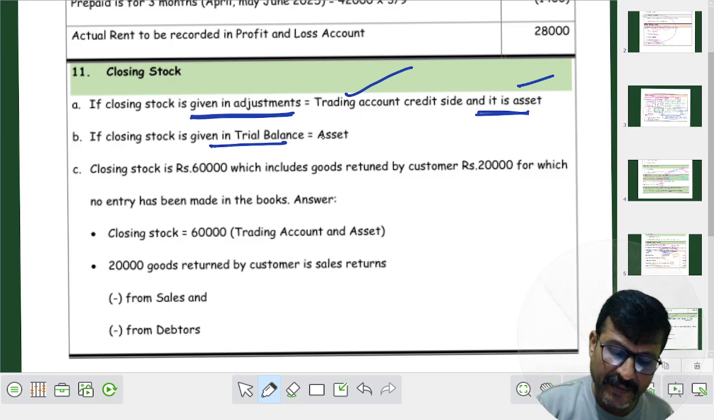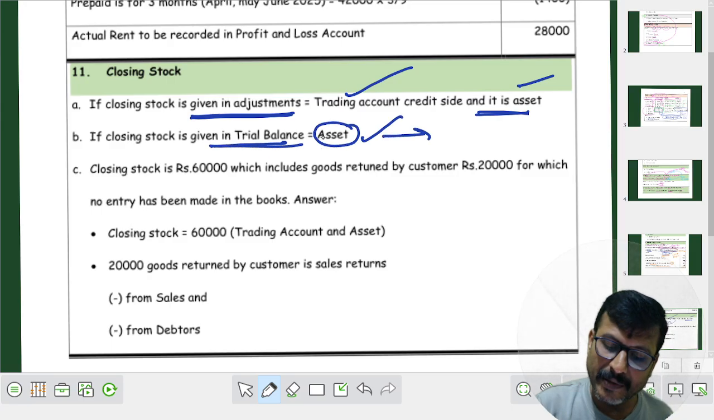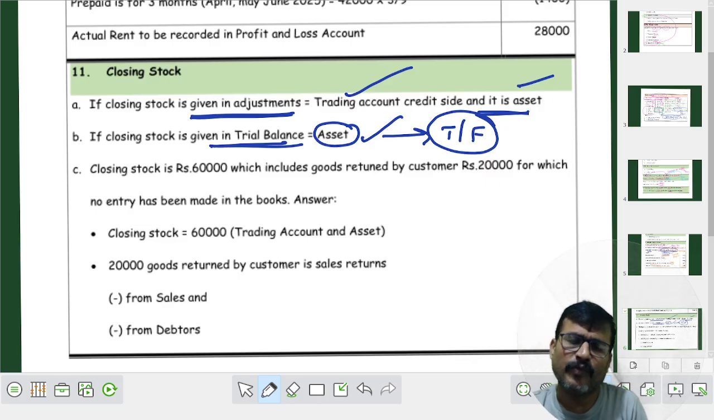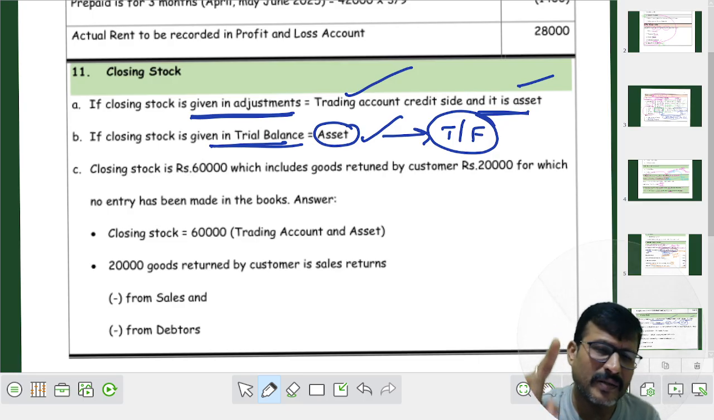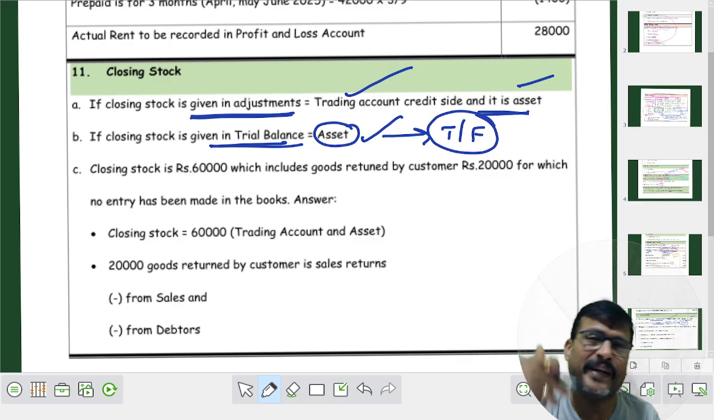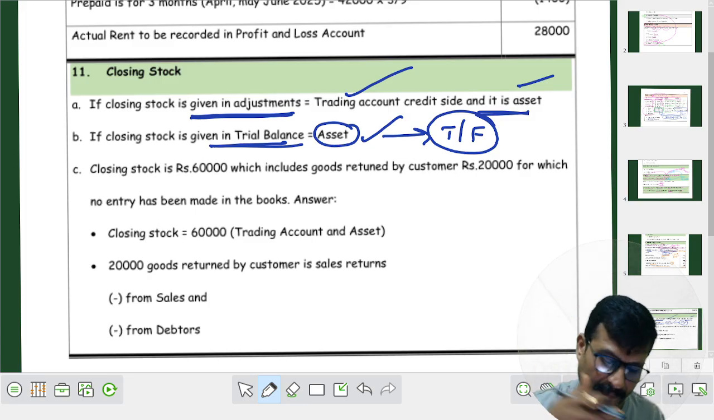If closing stock is given in trial balance, it comes only on the asset side. Please remember, this is very important for true or false. If closing stock is given in trial balance, we have to record it only one time. That is, it comes in balance sheet, asset side, but does not come in trading account. Because closing stock is usually an adjusting entry, but when it is given in trial balance, he has prepared the ledger. That's why it comes only one time.